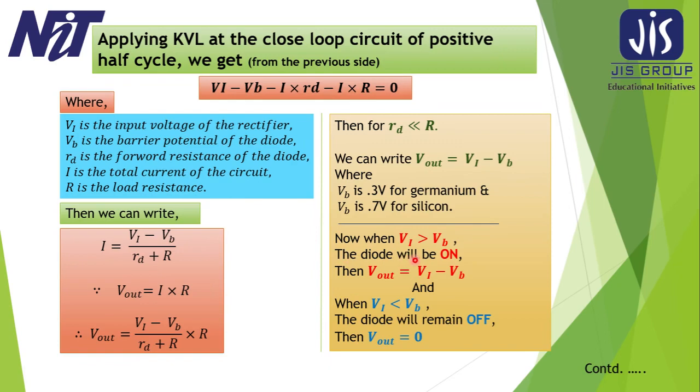The diode will be in the on state when V input is greater than VB, and when V input is less than VB, we can assume that the diode is off. In that case V out is 0, and when the diode is on, V out is equal to input voltage minus barrier voltage for the particular type of diode.